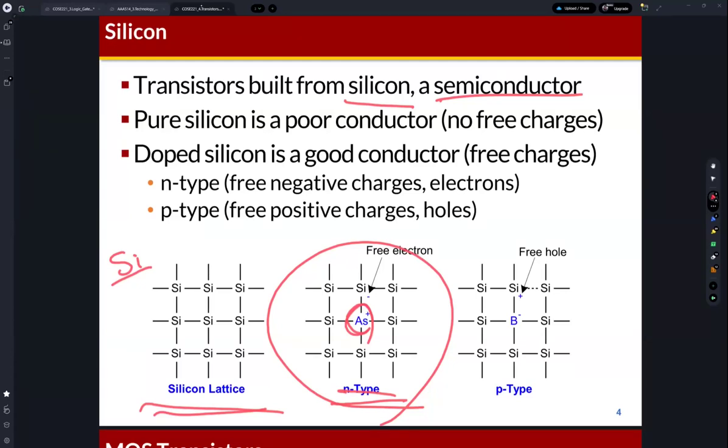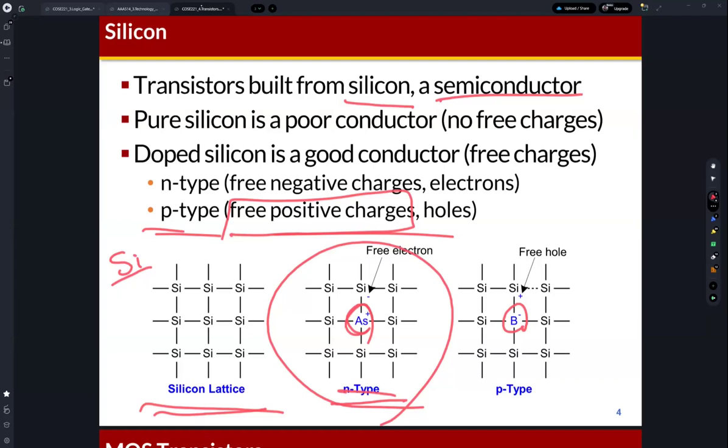The other type of silicon is called p-type. N means negative, and p-type silicon has fully positive charges. Actually, there are no fully positive charges, but we can add boron to the silicon like this. But this boron has 3 electrons in the outer orbit.